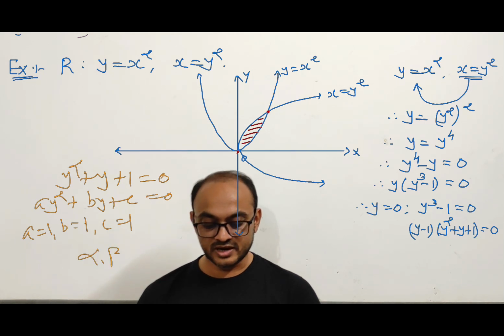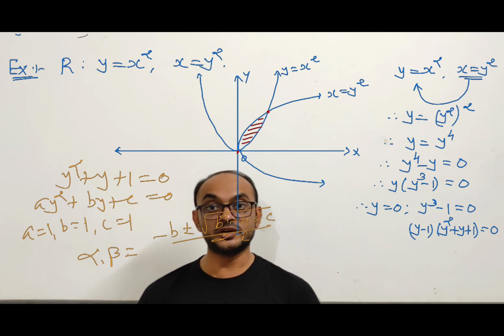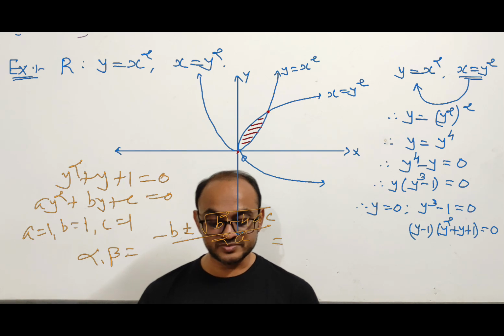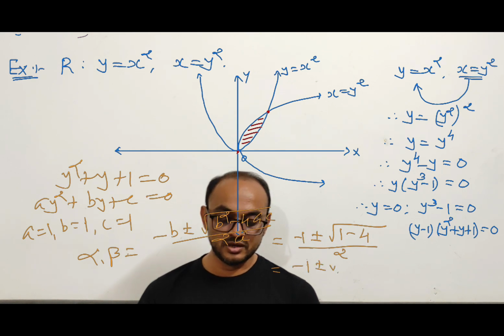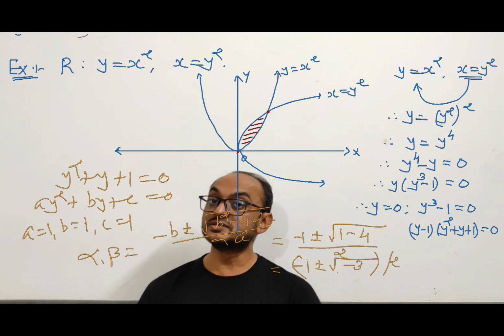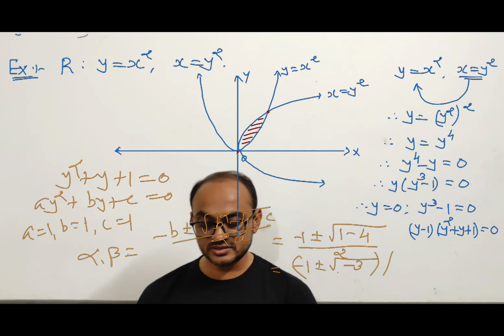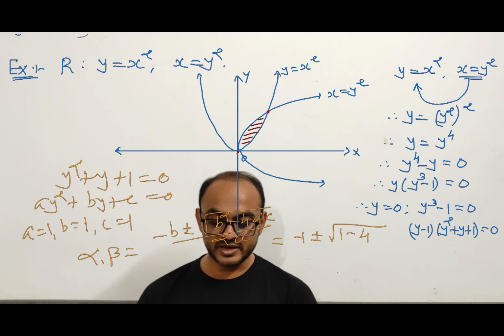And the roots alpha, beta is, you know this equation, minus b plus or minus under root b square minus 4ac divided by 2a. Using this equation you can find out the roots. What is b? Minus 1 plus or minus under root b square minus 4, a is 1, c is 1, divided by 2. So this is equal to minus 1 plus or minus under root of minus 3 divided by 2. Under root of minus 3 is the complex number, under root 3i, right? And so it has the complex roots.